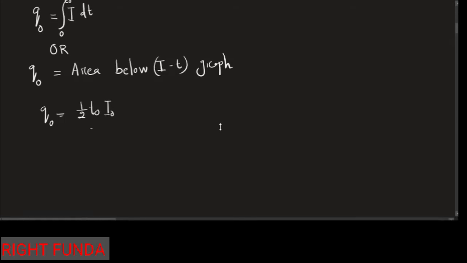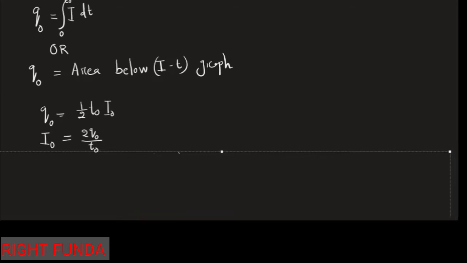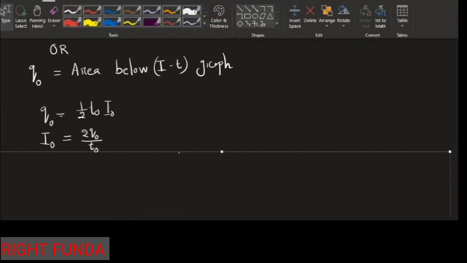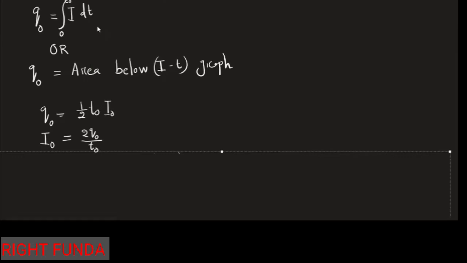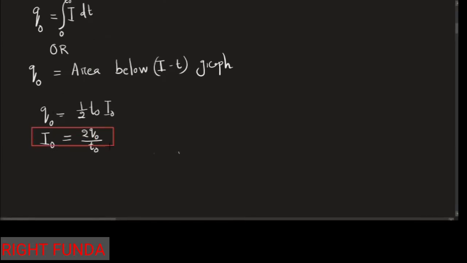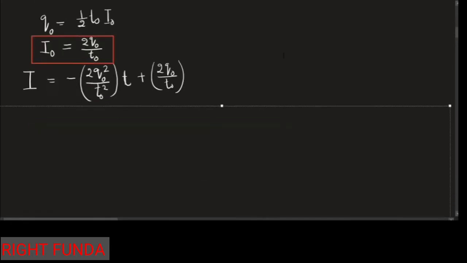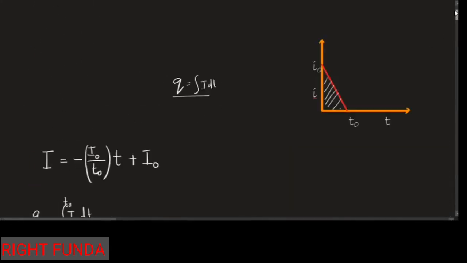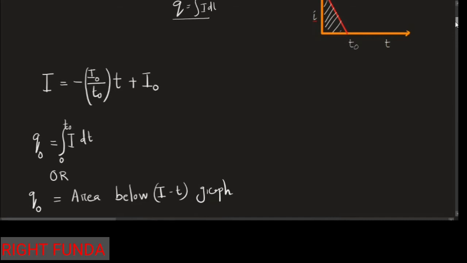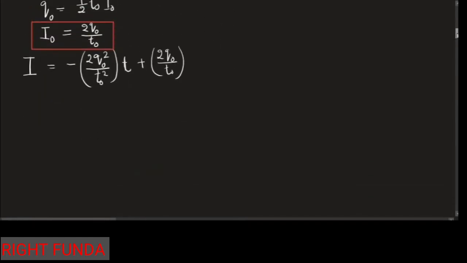As Q0 is given to me, which is the charge that flowed, I0 is equal to 2 Q0 by T0. I put a box over this so that we can use it later. Now I substitute this I0 in my equation of the format y equals mx plus c that I have written. In place of I0 I substituted, and I got this result.